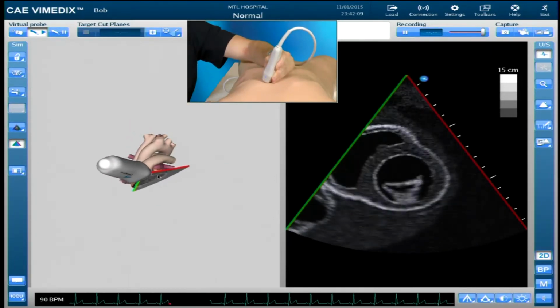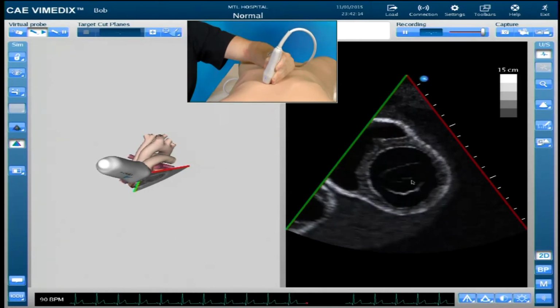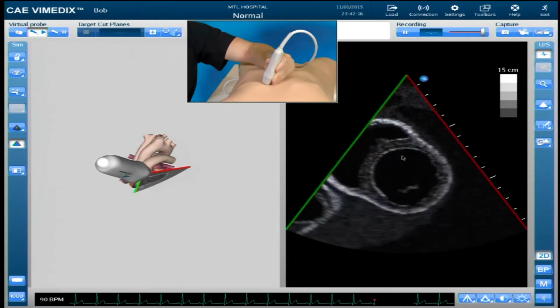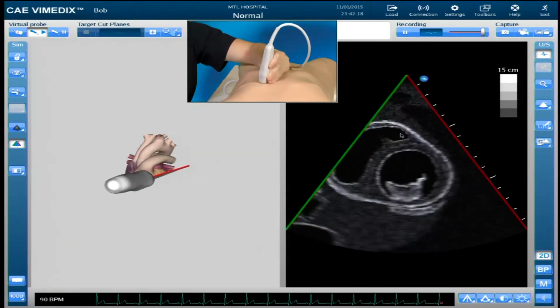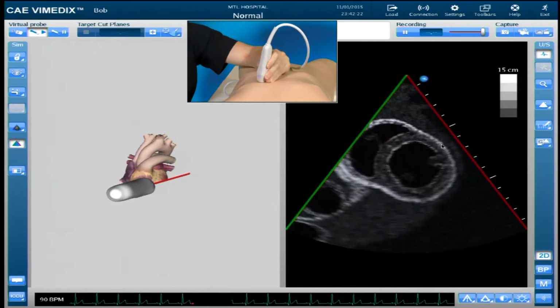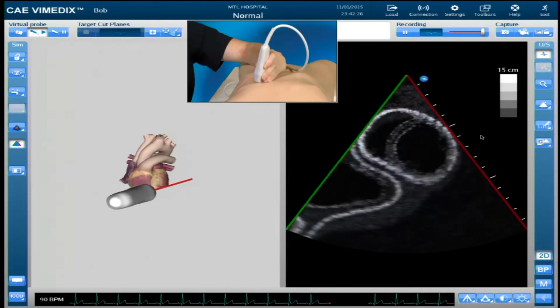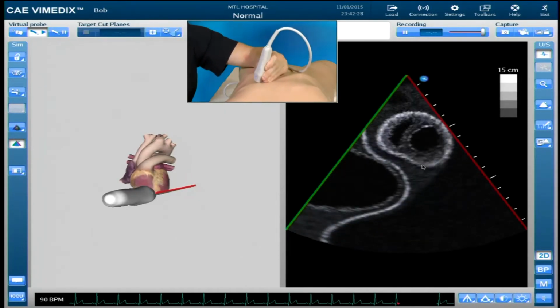So here at the base of the heart, with the papillary muscle, the anterior and posterior mitral valve leaflet, excuse me. We then can slide down till we get the mid-ventricle level with the posterior medial and anterolateral papillary muscles. And then you have the apex.